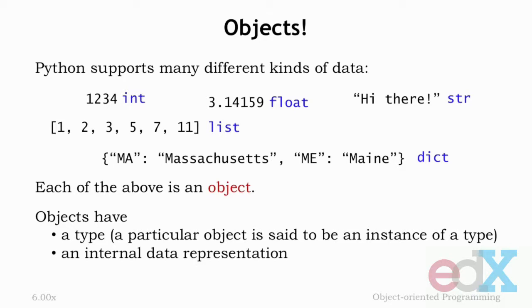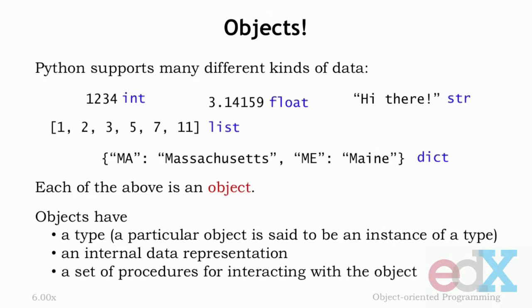Associated with each object is an internal data representation. Some objects, like integers and floats and strings, are primitive. In other words, they hold some data and that's it. They don't have much in the way of internal structure. Other objects, like lists and dictionaries, are composite objects. They actually are a collection of other objects in the system, and they organize that collection in particularly convenient ways.